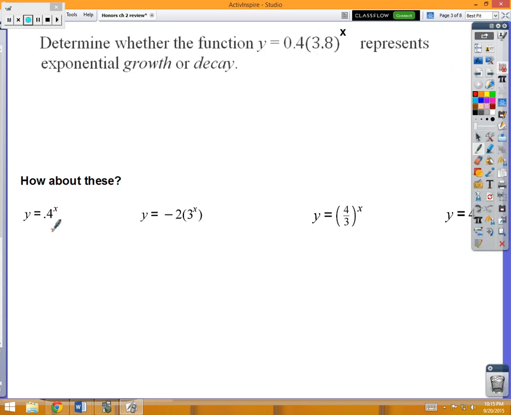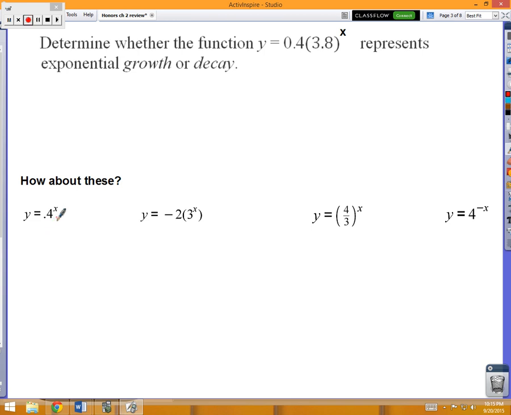Okay, this one right here, 0.4 to the x, so you're timesing it by 0.4, timesing it by 0.4. Timesing by decimals, those are tricky. This one is actually decay. This one's shrinking, because timesing by 0.4 is the same as timesing by 4/10 or 2/5. And if you're multiplying by 2/5, that's a form of division. So you're kind of cutting it by 2/5 every time.